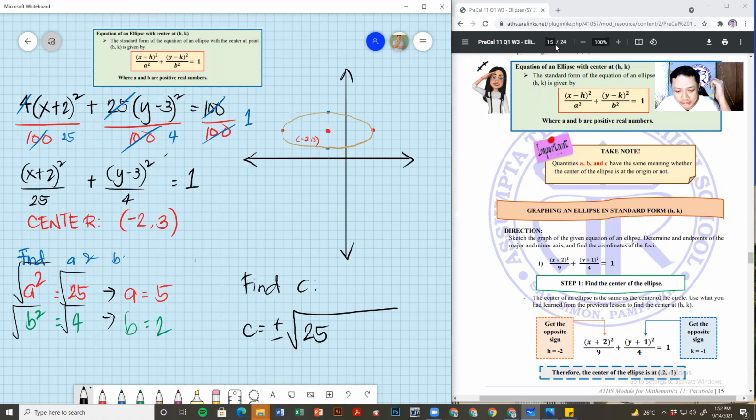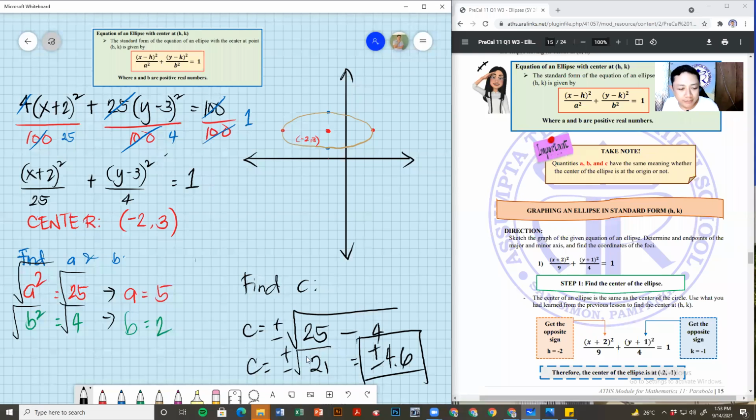Always remember, always write the bigger number first. 25 minus 4. And 25 minus 4 is what? That is the square root of 21, positive negative square root of 21. And what is the value of the square root of 21? There should always be 2 values, positive and negative. Is it only positive 4.6? It's positive negative 4.6. Very good. That's our foci.